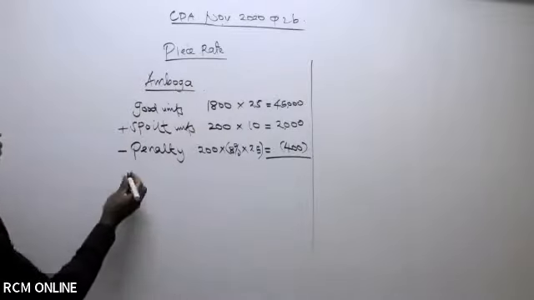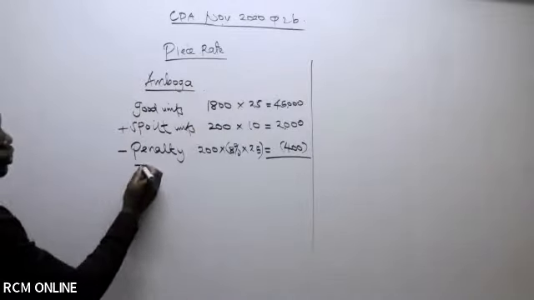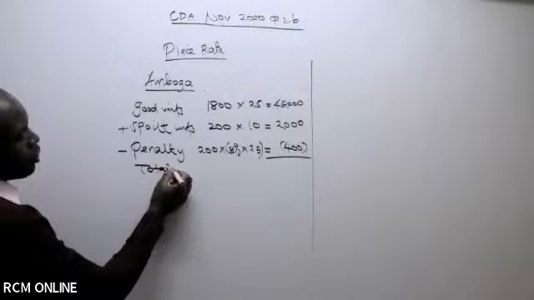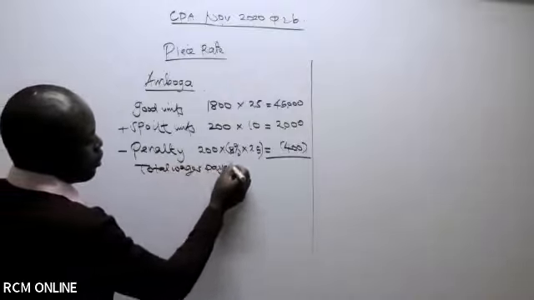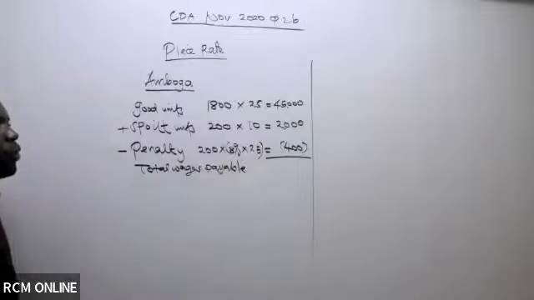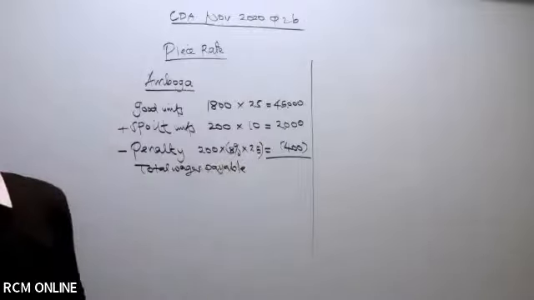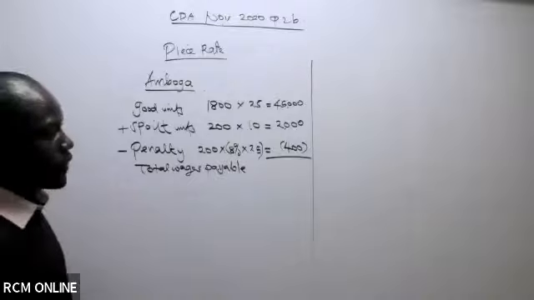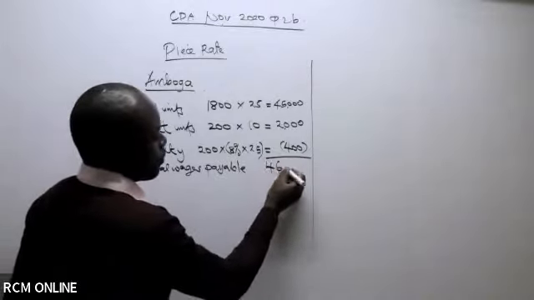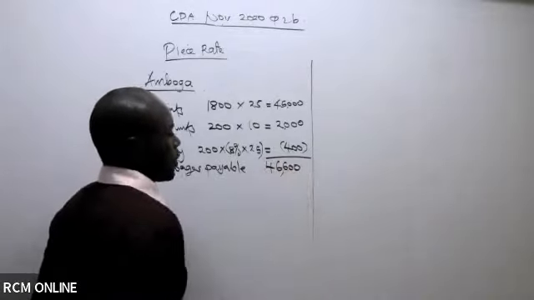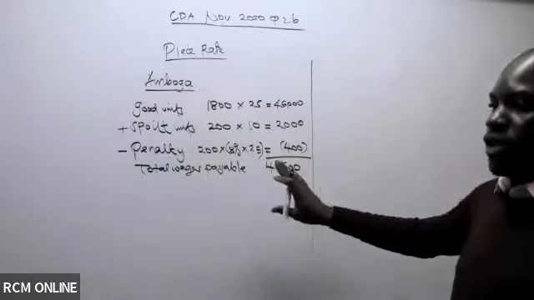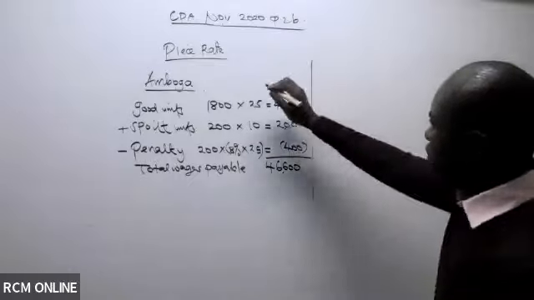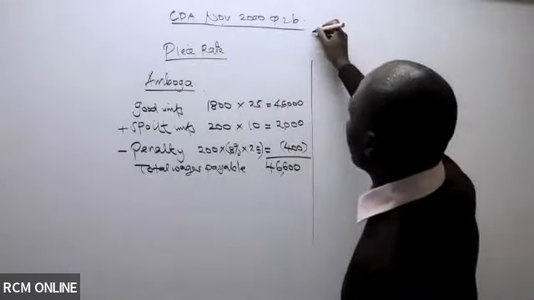So let's get the total wages payable. Total wages payable is 46,600. Good. We want to deal with the same person. It is a matter of making you get the concept. So let's deal with the same person, but now under method 2.